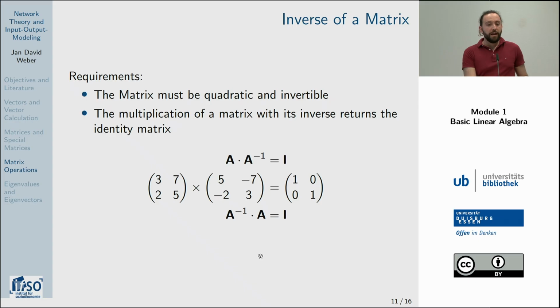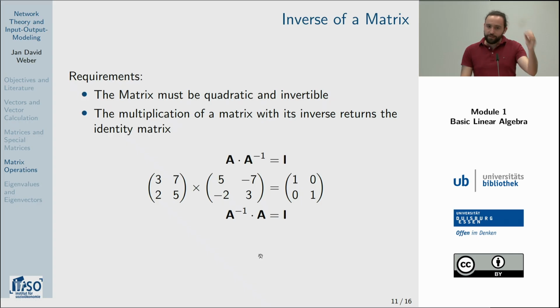So if we have the matrix 3, 7, 2, 5, we need to find a matrix with the right values. Here I already give you the solution, 5, -7, -2, and 3, which, if you multiply the two of them, you get the identity matrix. It's quite interesting to see. Here, the symmetry aspect plays out as well. You can switch the inverse matrix to multiply it with the original matrix and still get the identity matrix.